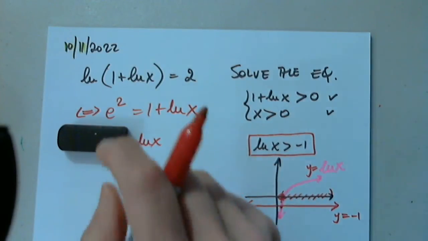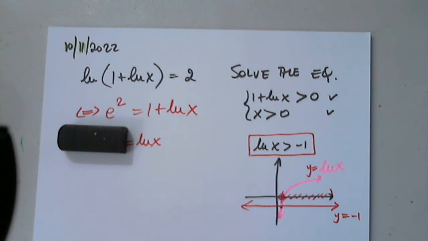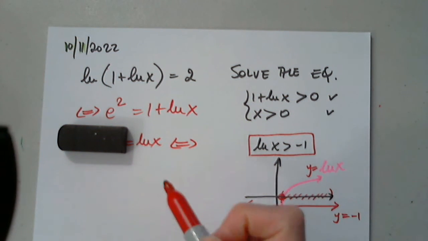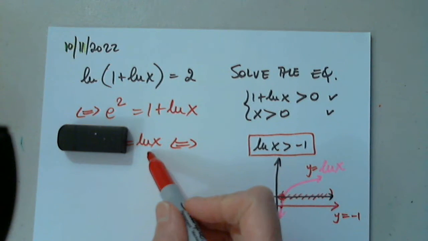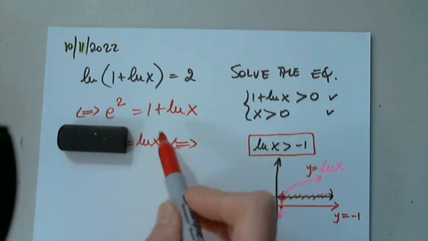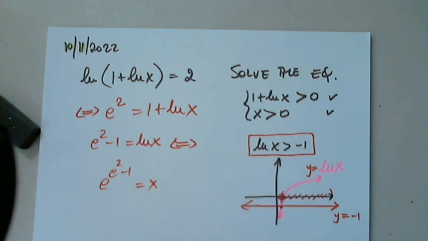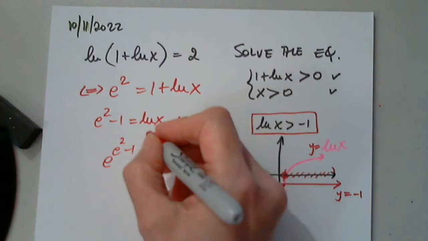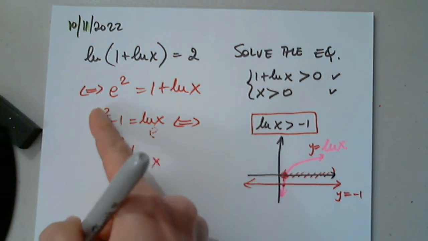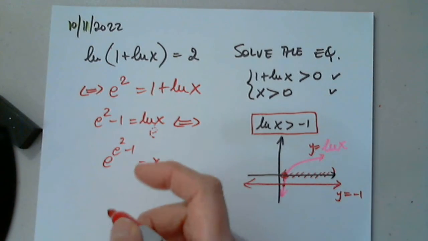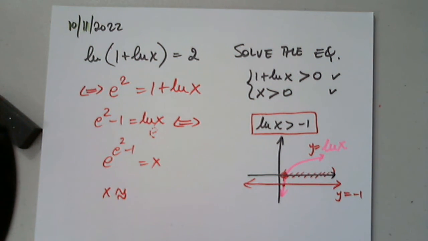And now again, another equivalency. E to this power equals x. E to e squared minus 1 equals x. E from here, the base, raised to this entire number equals x. So now all I have to do is approximate it with a calculator. But be very careful, because of course it requires parentheses. Even if it doesn't, I will still put them in.